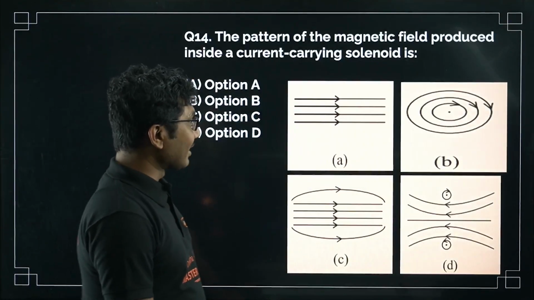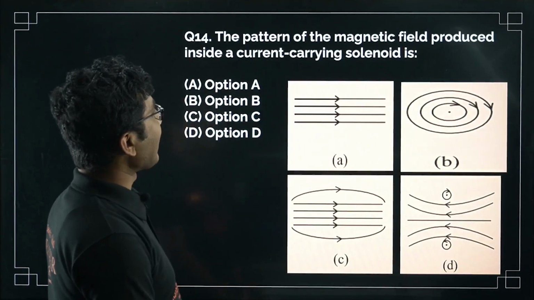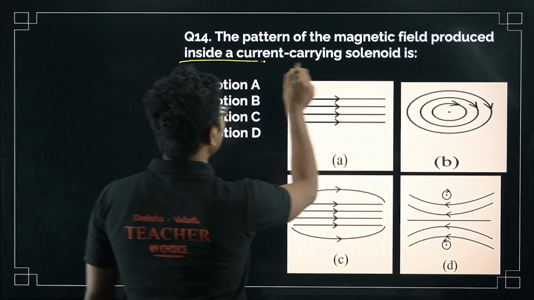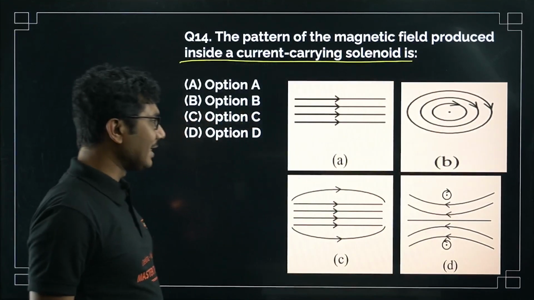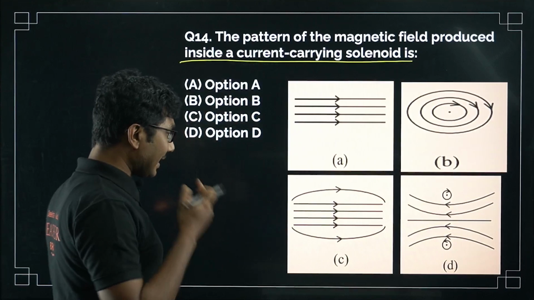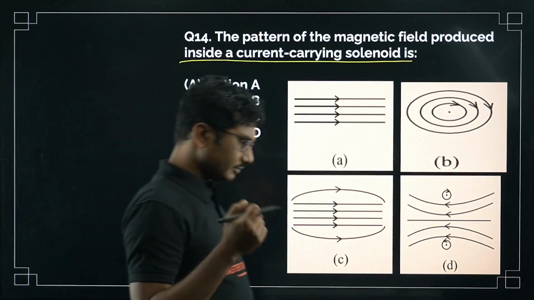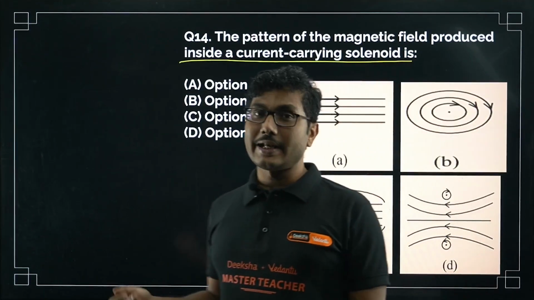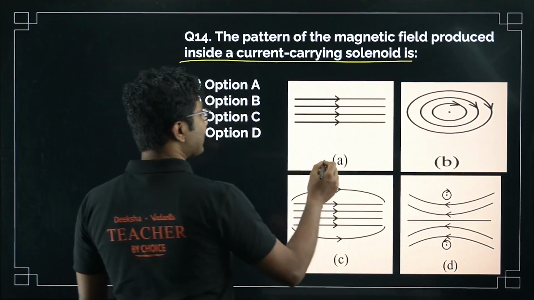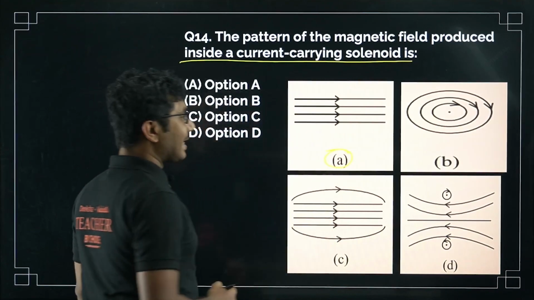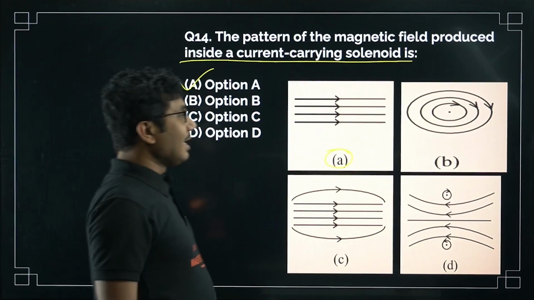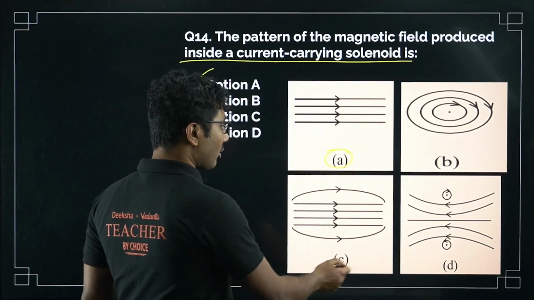Next, another interesting question: the pattern in the magnetic field produced inside a current carrying solenoid. Very important. Inside a current carrying solenoid, we know that the magnetic field is constant, and constant magnetic field is represented by parallel lines, that is option A. So the answer is option A. Be very careful, do not mix it up with option C or option D.